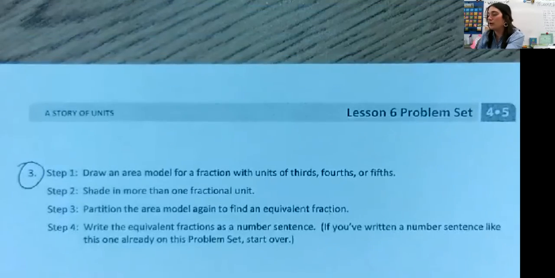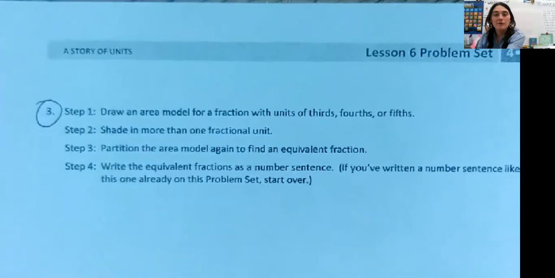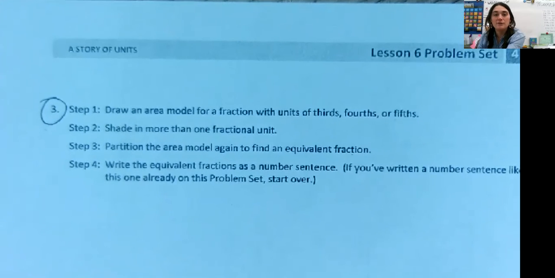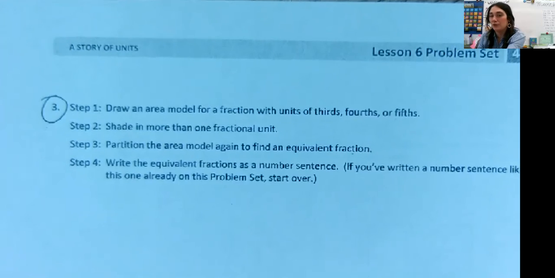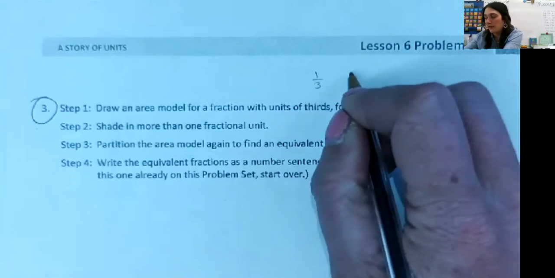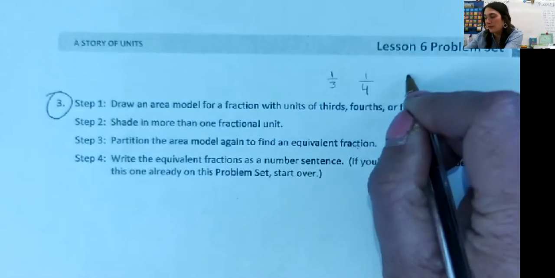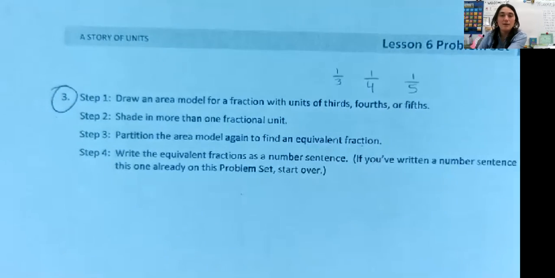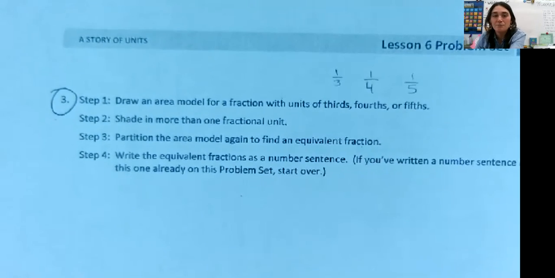On this one, you're drawing an area model for a fraction with units of thirds, fourths, or fifths. You're going to shade in more than 1 fractional unit. So that means more than 1/3, more than 1/4, more than 1/5. It has to be more than the unit fraction. And then you have to partition the area model again to find an equivalent fraction. And you're going to write the equivalent fractions as a number sentence. Okay?